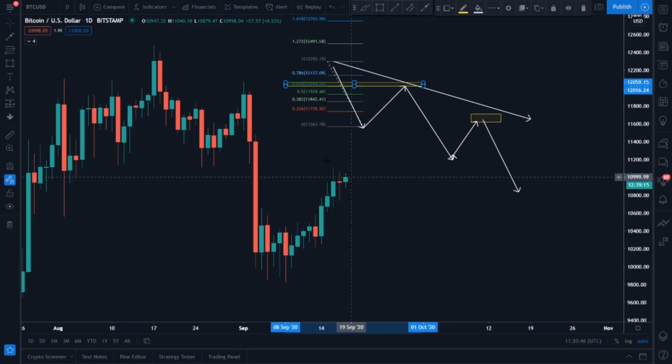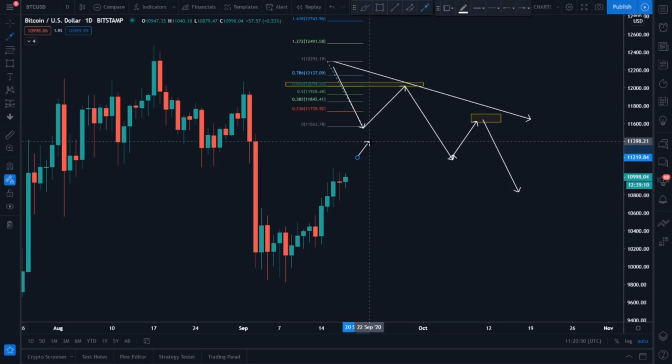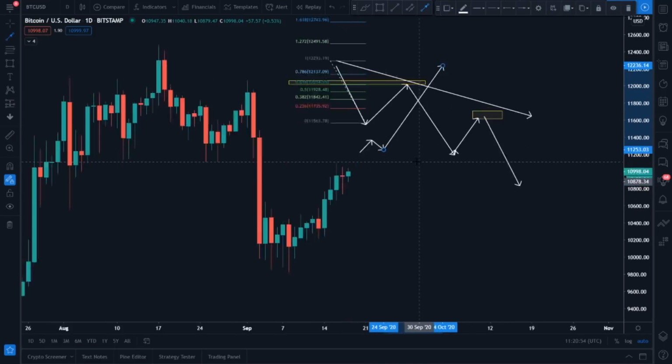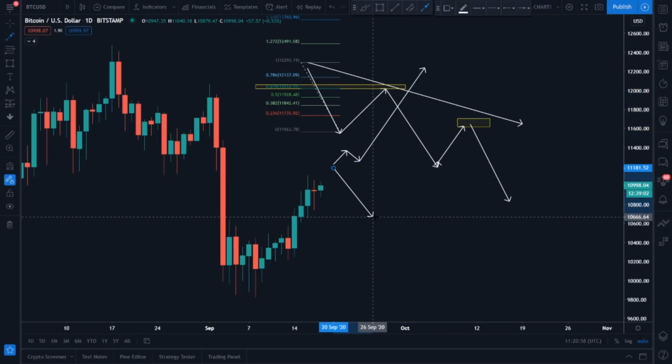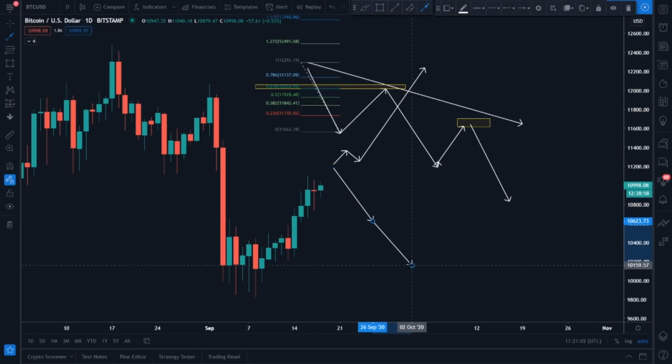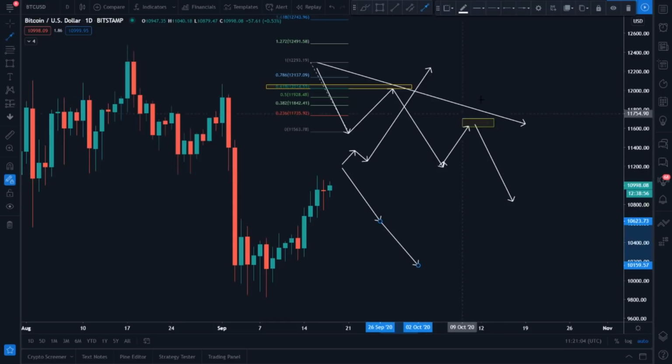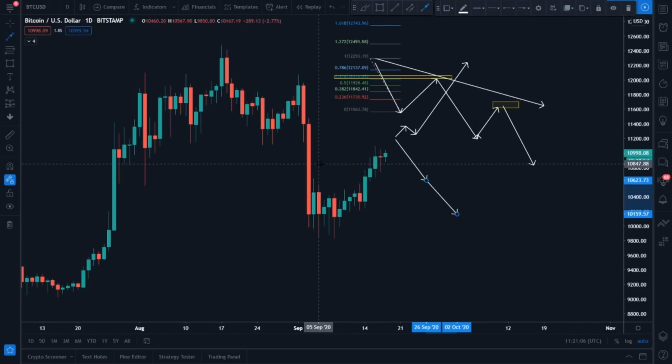But I showed you, if this 11,200 Fibonacci retracement level gets broken or price closes above it, that could be an indication of a very bullish scenario for Bitcoin. But if it fails, then we are going to look around 10,600 first, and maybe we can also go lower around this 10,000 support level, guys. So this here is what is unfolding for Bitcoin right now.